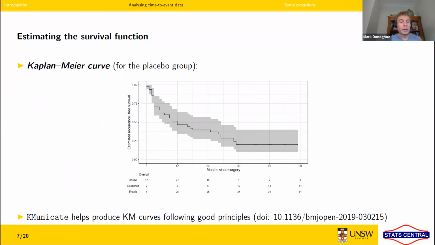There are actually some well-established good principles for displaying Kaplan-Meier estimates. For example, the confidence intervals, the numbers at risk. And a recent paper actually looked at these in a project that they called KMunicate, which I thought was kind of clever. And they've published an R package that makes this easy to implement.